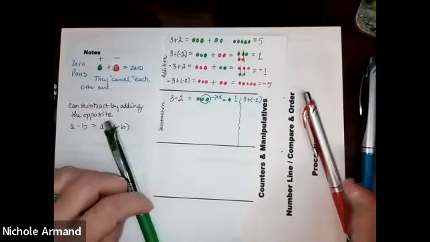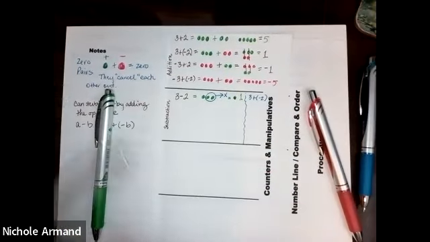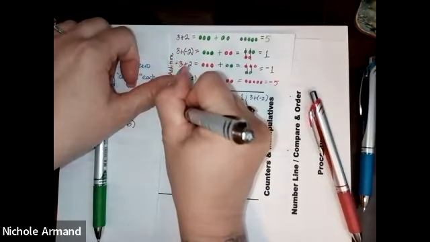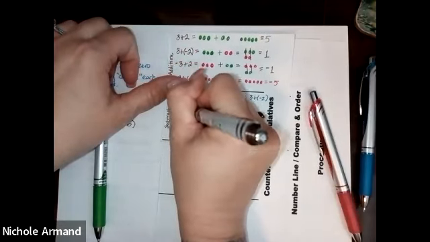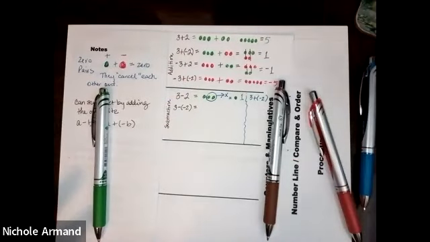Now let's try 3 minus negative 2. Somebody is trying to get a hold of me. Let me pause the video and see who that is.